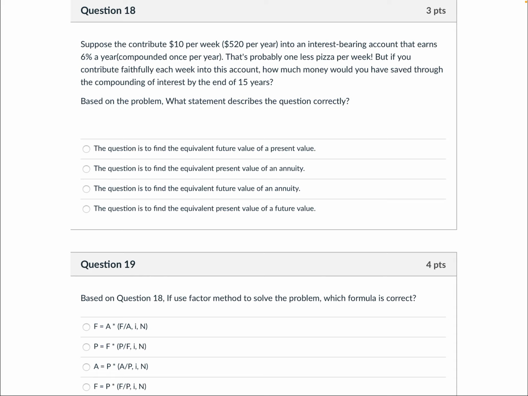Question 18 is another problem. Suppose they contribute $10 per week. So $10 per week is equal to $520 per year. So you're contributing this much money into an interest-bearing account that earns 6% a year. Okay, this 6% is compounded per year.